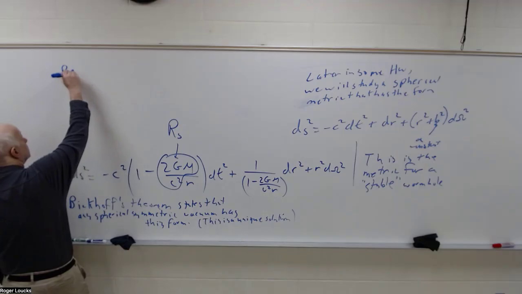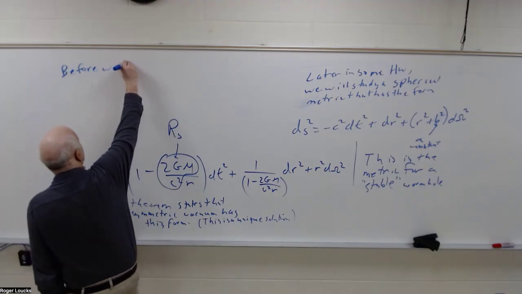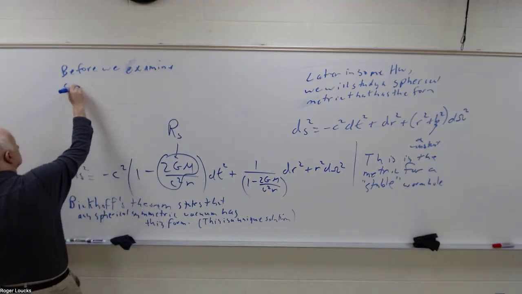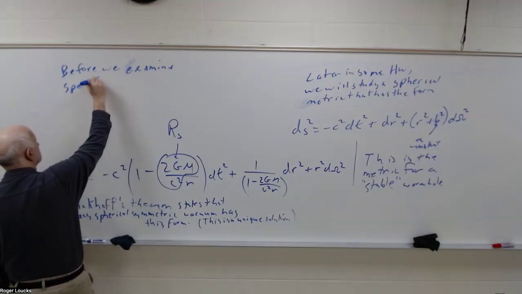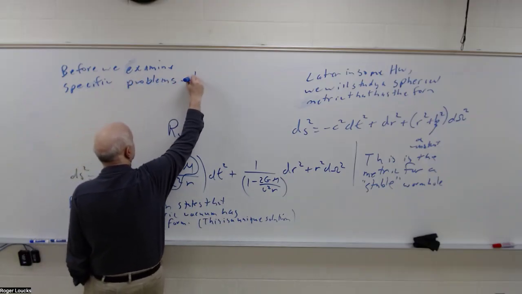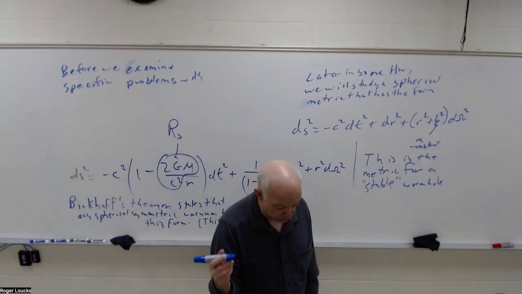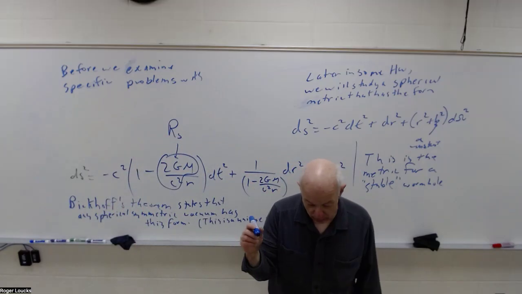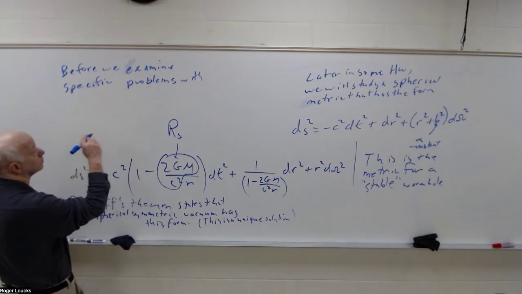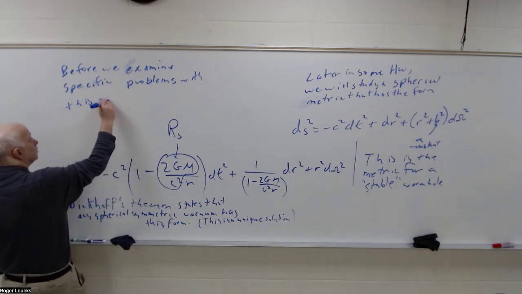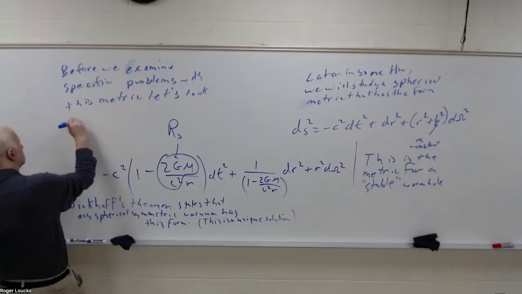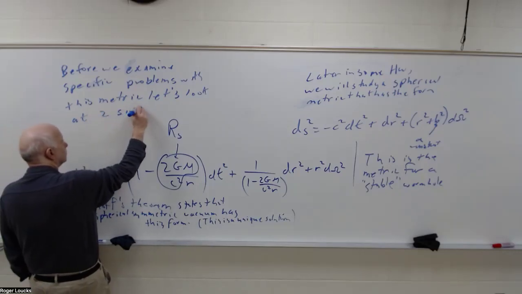So before we examine specific problems, meaning the precession of the perihelion of Mercury, deflection of light, some of the other things about black holes, okay, with this metric, let's look at two simple features.